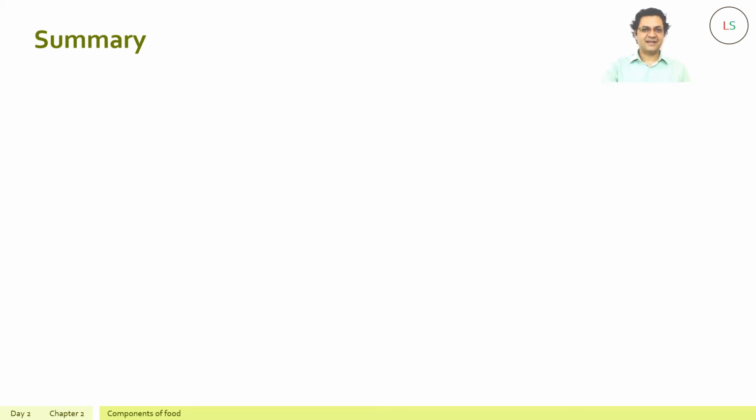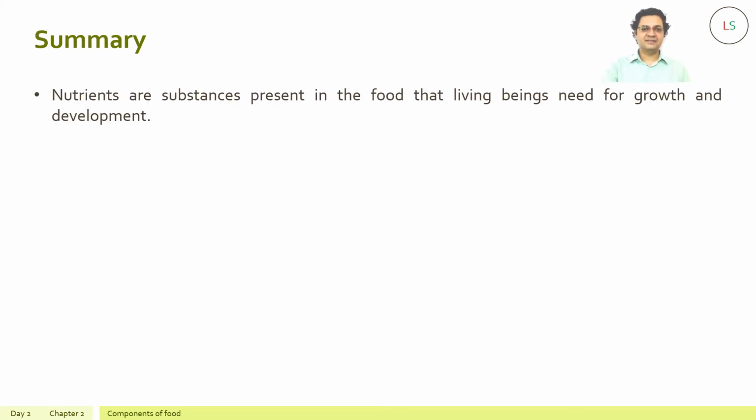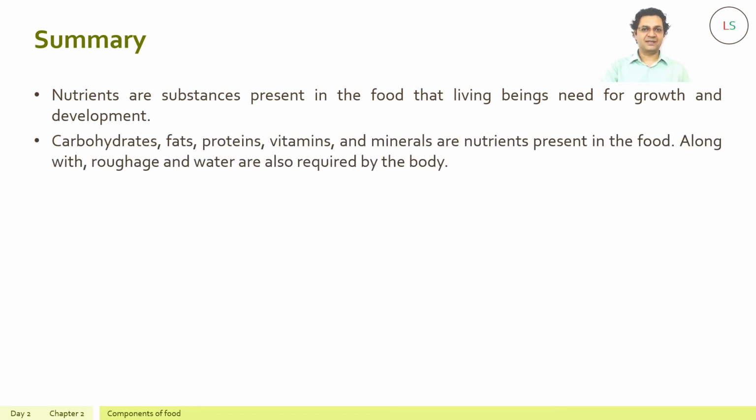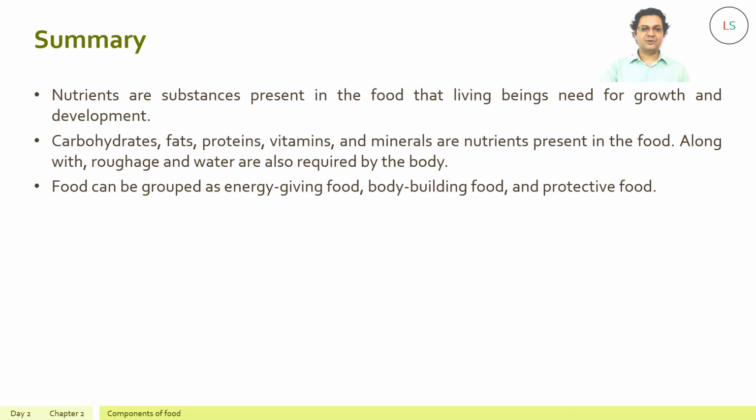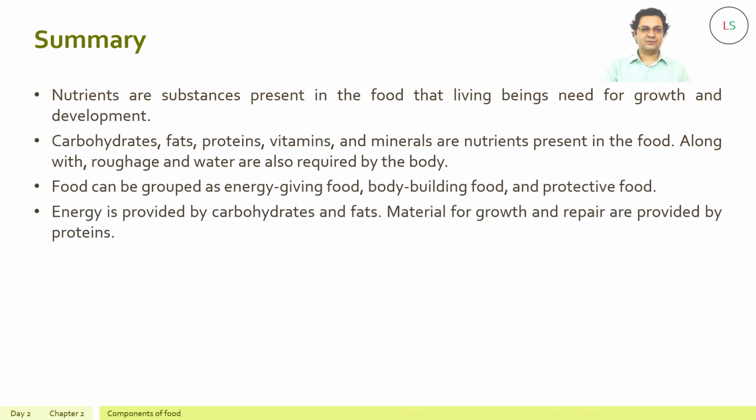Let's summarize the chapter. Nutrients are substances present in the food that living beings need for growth and development. Carbohydrates, fats, proteins, vitamins, and minerals are nutrients present in the food. Along with roughage and water are also required by the body. Food can be grouped as energy-giving food, bodybuilding food, and protective food.